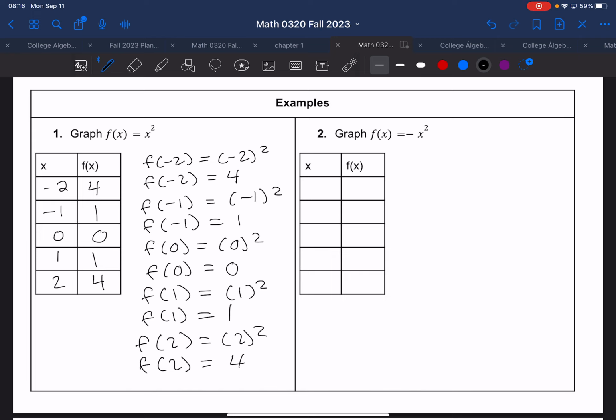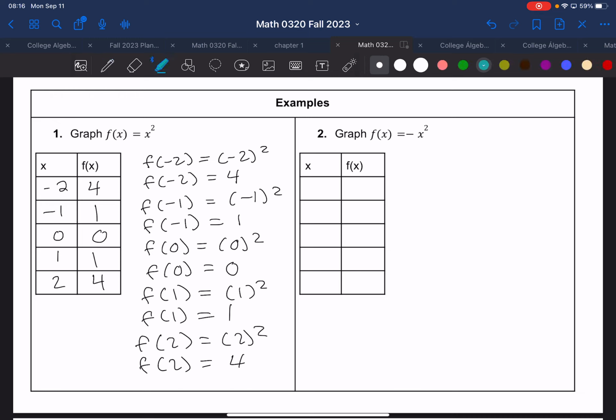Why were my values for my negative numbers the same as my values for my positive numbers? You're squaring them. Good, you're squaring them. And so when we square a negative, it becomes positive, and when you square a positive, it remains positive.